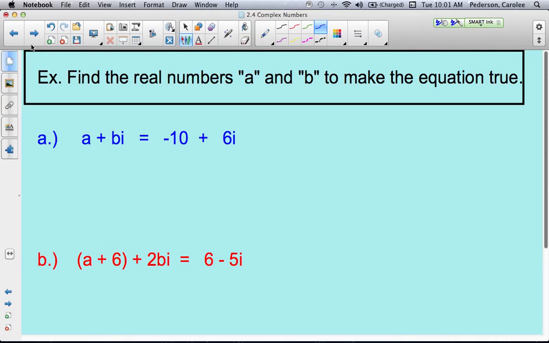So if I look at this first example, the real part on the left is A. The real part on the right is negative 10. So what must A equal then? If I have to balance it out, the right and the left side, what must A equal then? What would be the value of A? Negative 10.